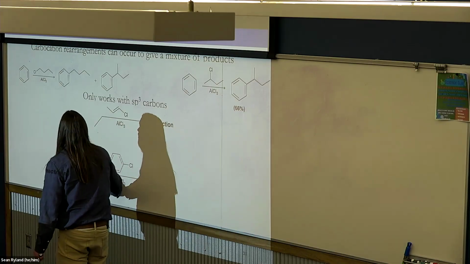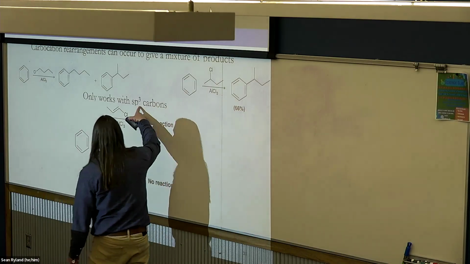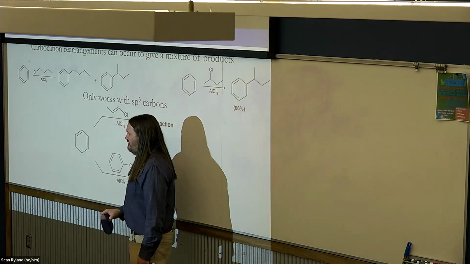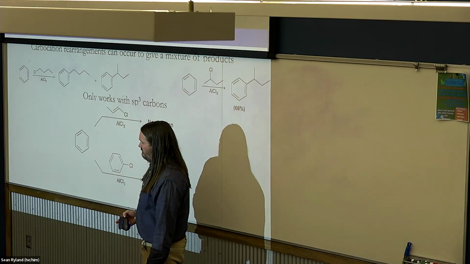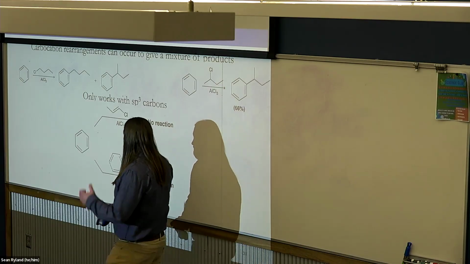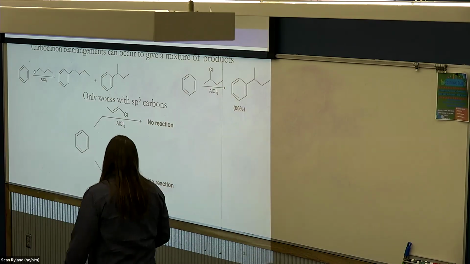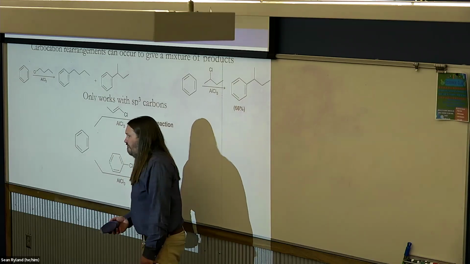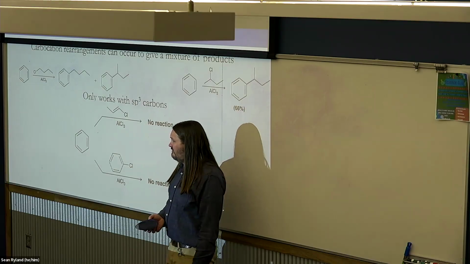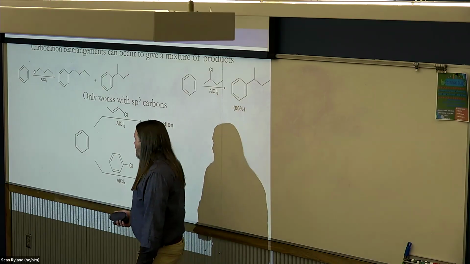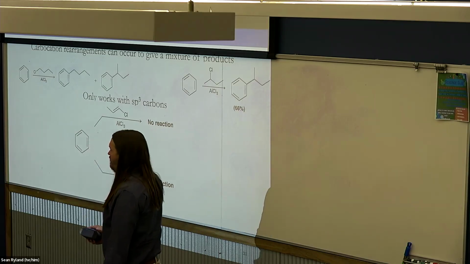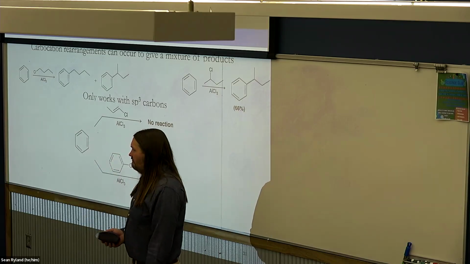And it also only reacts if it's an sp3 carbon. If you put a chlorine onto an sp2 carbon, this doesn't work. So both of these reactions, the Friedel-Crafts reactions, are fairly limited to some extent. But the acylation will give you the better yields and will definitely not rearrange.